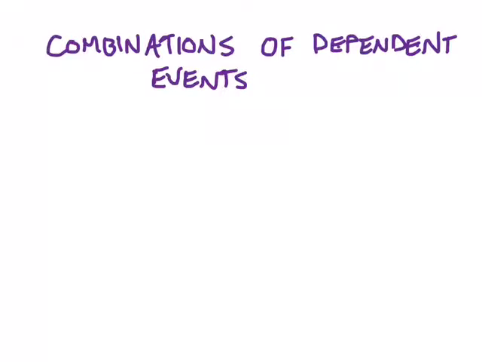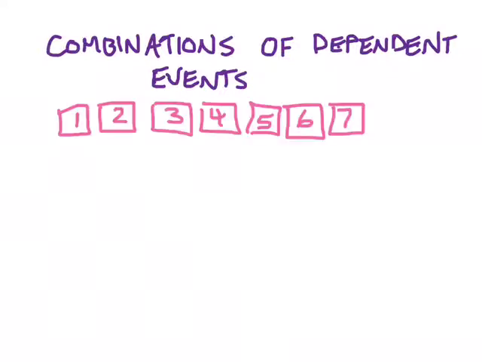Just like with independent events, I can make charts and tables and figure out the number of different combinations of things that can happen with dependent events. For example, if I, again, have a deck of cards and it's numbered 1 to 7, I can figure out all the different combinations of 2 cards, or 3 cards even, that are possible to be pulled out of here. So what I'm going to do is say, if I want to know the number of combinations, how many cards are available to me to pull the first time? And the answer is going to be 7. I have 7 cards available on the first pull.